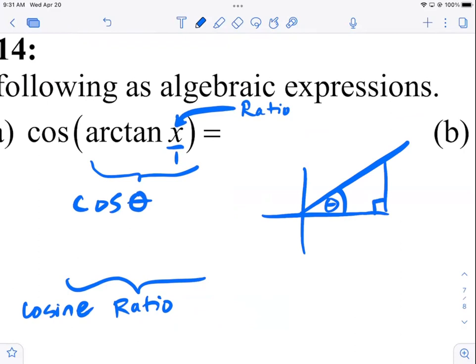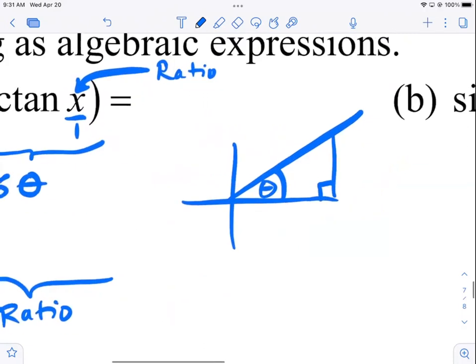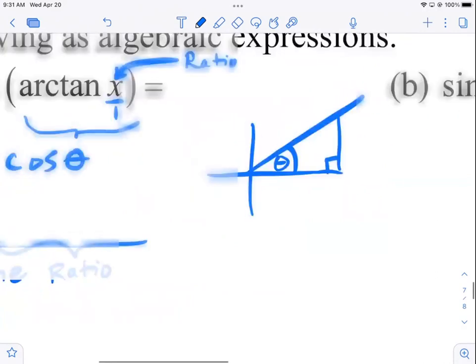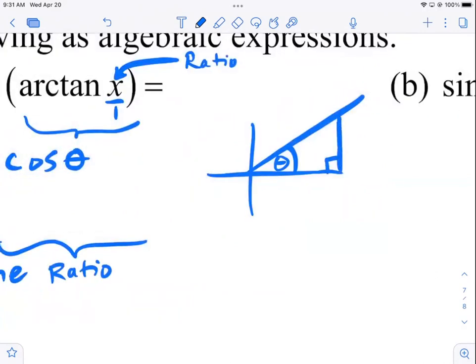X is the tangent ratio. The tangent ratio is y to x, which is vertical to horizontal. Now, this is going to look a little strange, but I'm going to label the vertical as x and the horizontal as 1. See that? Because y over x is a different context than x over 1. So you can also do TOA if you want. Opposite over adjacent, x over 1.